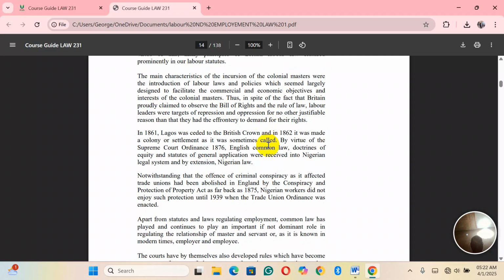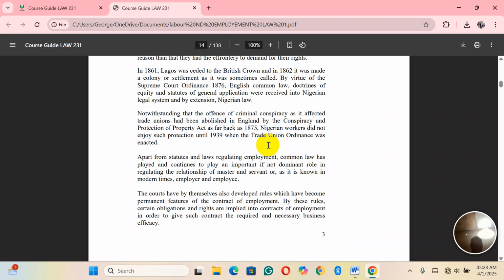Notwithstanding that the offense of criminal conspiracy as it affects trade unions had been abolished in England by the Conspiracy and Protection of Property Act as far back as 1875, Nigerian workers did not enjoy such protection until 1939, when the Trade Union Ordinance was enacted.